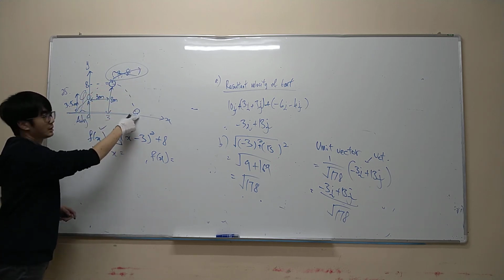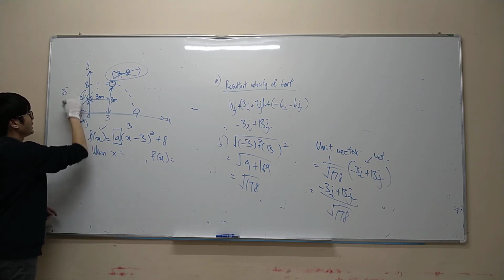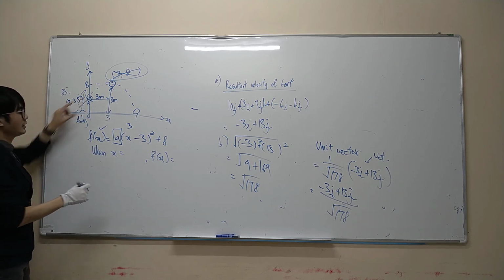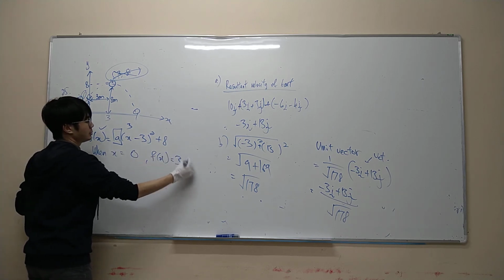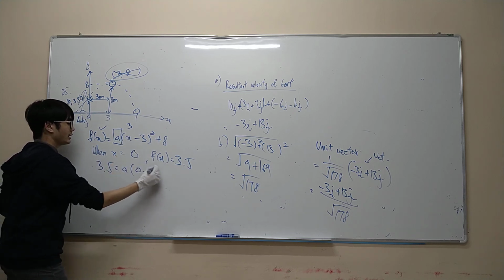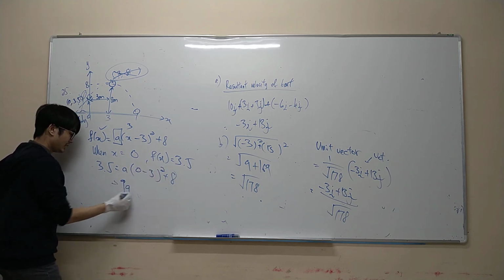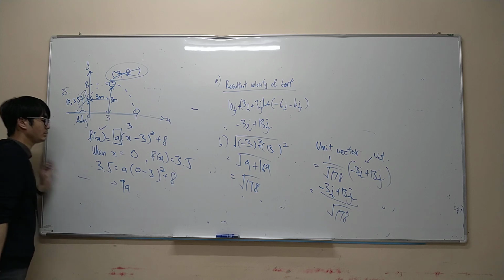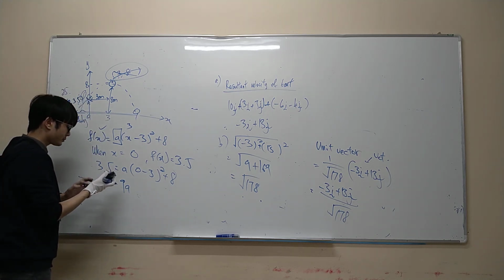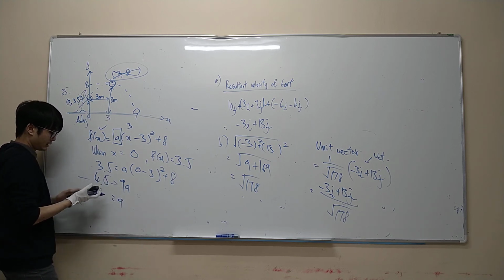Did they give here? They didn't give. But wait, here they gave, right? Because they say the ball is thrown at the height of 3.5. It means here will be 0, 3.5. So when x equals 0, f(x) equals 3.5. So it will become 3.5 equals a(0 minus 3)^2 plus 8. 0 minus 3 is negative 3, squared is 9, so 9a plus 8, then minus 8. What's 3.5 minus 8? Use your calculator. 4.5, negative 4.5. Then divide by 9.